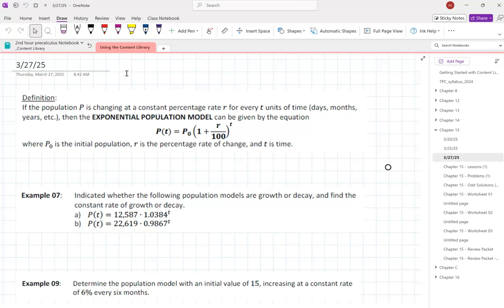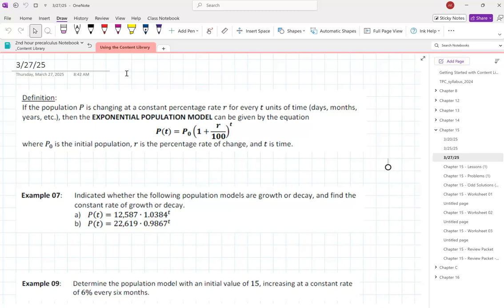So the first is this exponential population model. Now, I want to be clear here, when we say population, we don't necessarily mean living things. It could be living things, but we could be talking about the demand for an item. It doesn't have to be a living organism. We call it population, but it doesn't mean people or animals or something, although it could be.